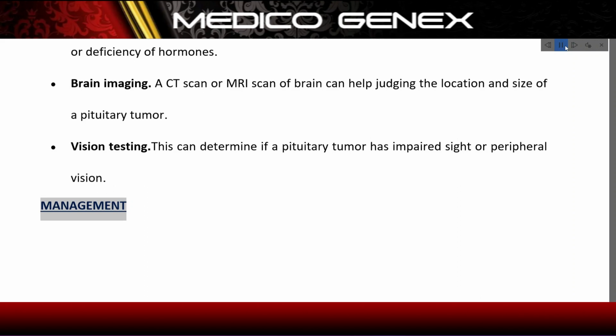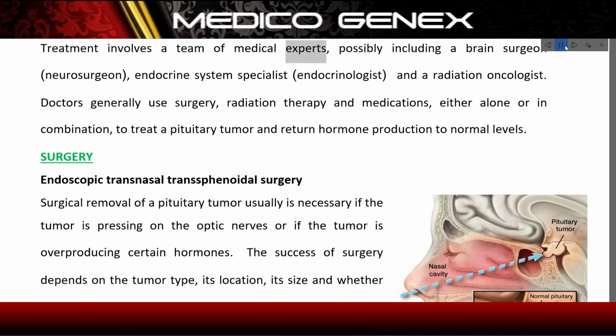Management. Treatment involves a team of medical experts, possibly including a brain surgeon, neurosurgeon, endocrine system specialist, endocrinologist, and a radiation oncologist. Doctors generally use surgery, radiation therapy and medications, either alone or in combination, to treat a pituitary tumor and return hormone production to normal levels.